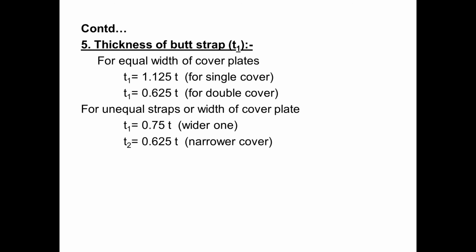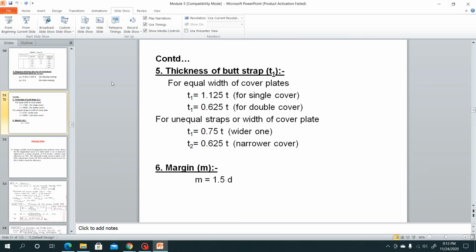have to use thickness T1 as 1.125 times T, and for a double cover the thickness of the butt strap becomes 0.625 times T. For unequal width of the cover plate, for the wider one the thickness becomes 0.75 times T, and for the narrower one the thickness, that is T2, becomes 0.625 times T. So let me show you in the data book where it lies.